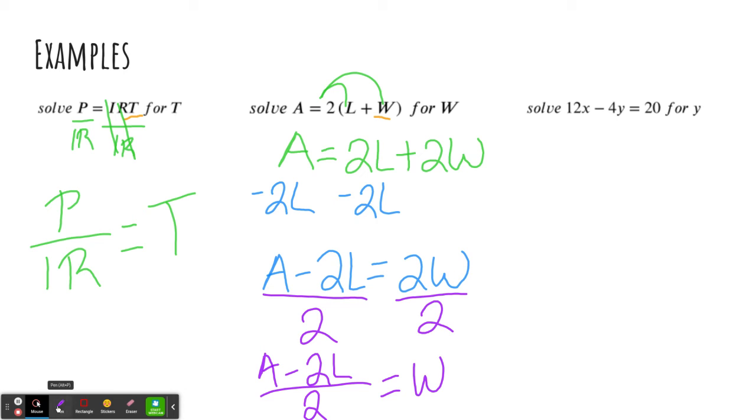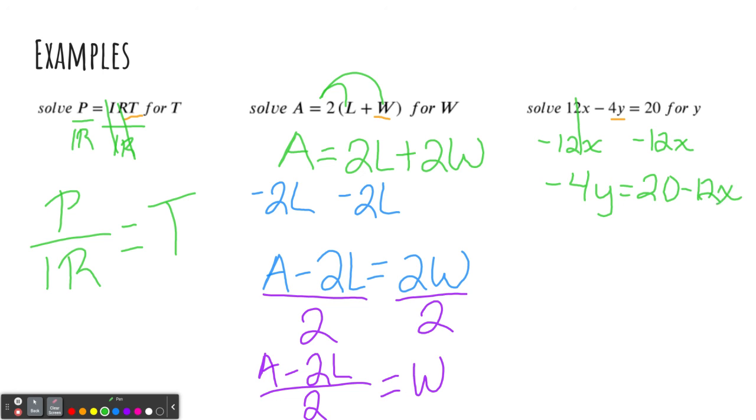Last example is to solve 12x minus 4y equals 20 for y. So we're trying to get y by itself. So first thing I want to do is get rid of this 12x. To get rid of a positive 12x, we are going to subtract 12x from both sides. That will leave us with negative 4y equals 20 minus 12x.